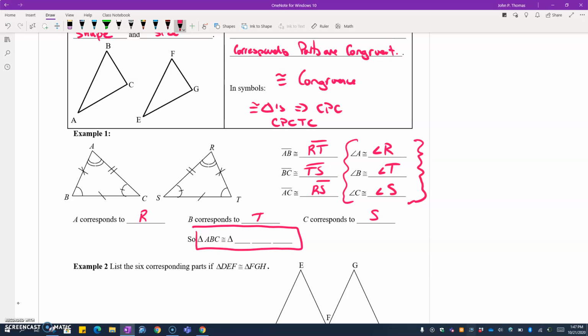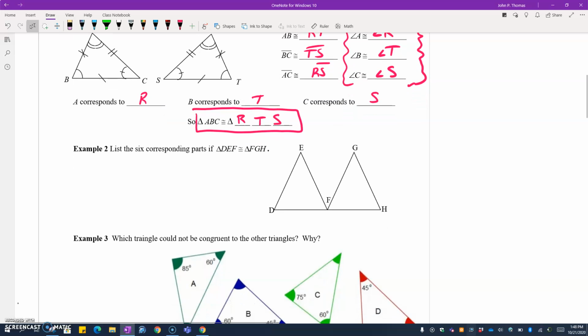Now, the order of the letters when I write the second triangle does matter. The first spot has to correspond with the first spot of the original triangle. So this is triangle ABC, and I need things to correspond with A, B, and C in that order. A corresponded with R, so triangle R, T with B, and S with C. So we have the congruent statement that triangle ABC is congruent to RTS. The order is important because it tells us what the corresponding parts are. If I change the order, I'm changing the meaning of that statement.